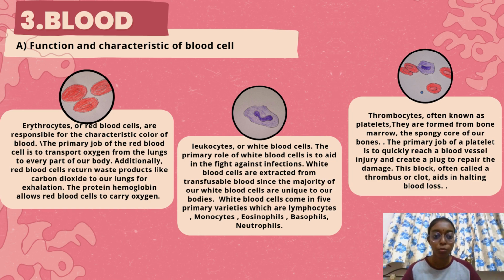The last one, thrombocytes, often known as platelets. They are formed from bone marrow, the spongy core of our bones. The primary job of a platelet is to quickly reach a blood vessel injury and create a plug to repair the damage. This plug, often called a thrombus or clot, aids in halting blood loss.